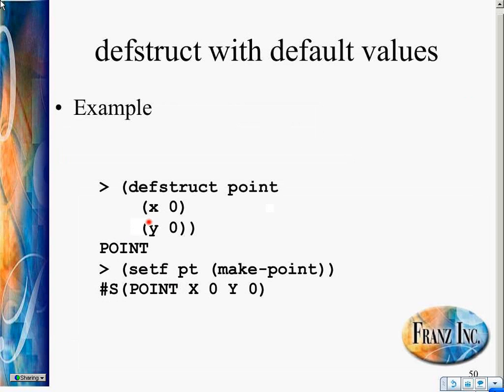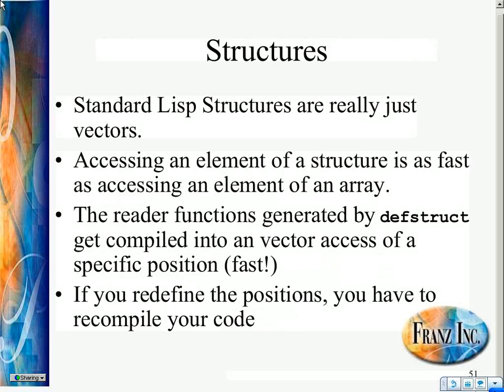But if you want to give slots default values, you can define them much in the same way that you give optional or keyword arguments default values, with the slot name followed by the default value. So here we're defining a structure point, and we create an instance of point by calling make point. We're not giving it any arguments, and the X and Y slots are given the default values 0 and 0. We could have said make point colon X 10, then X would have been 10, and Y still would have been the default 0.